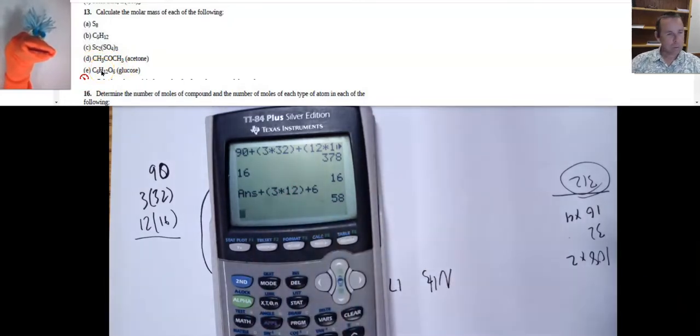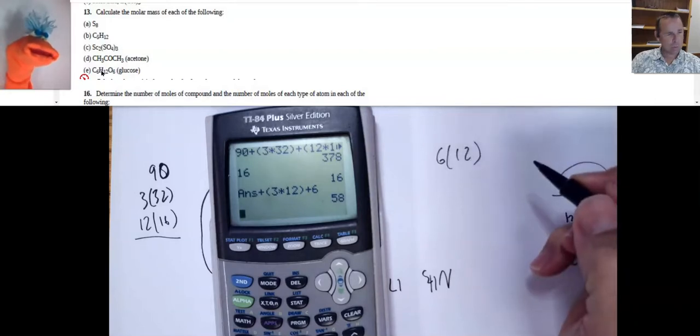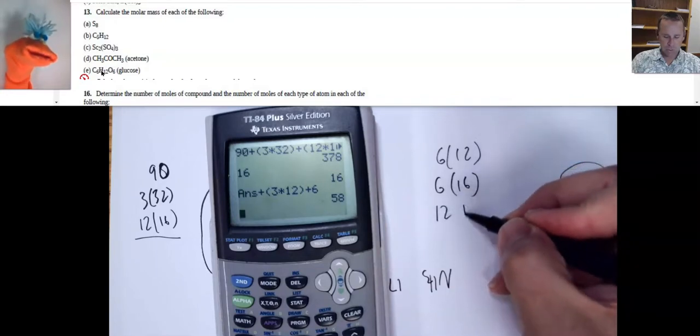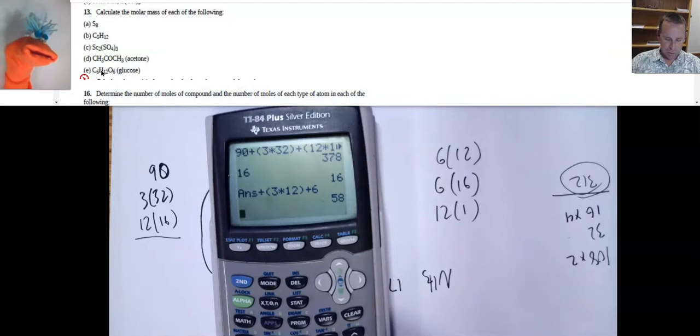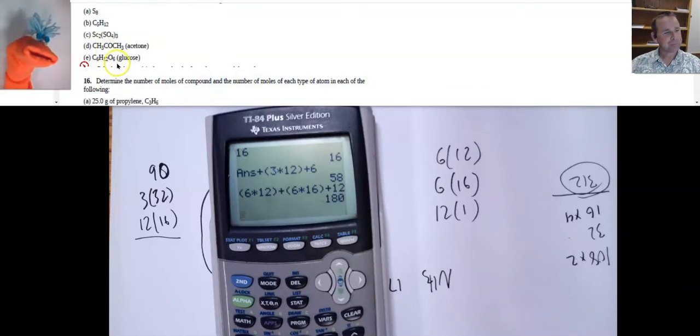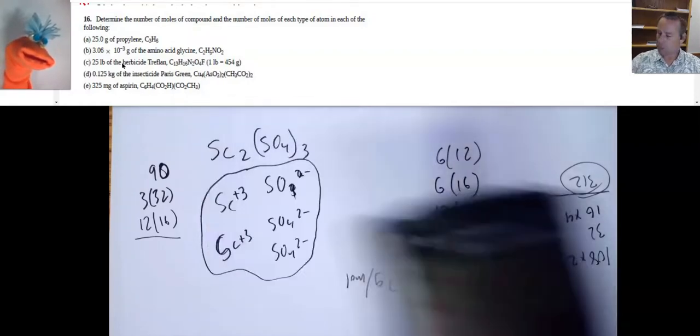Glucose. What is it? 6 carbons, 6 times 12. 6 oxygens, 6 times 16, and 12 hydrogens, 12 times 1. So 6 times 12 plus 6 times 16 plus our 12. Okay, 180 grams per mole. Good. So that's how many grams you need if you want to get a mole of glucose. If we're going to perform a chemical reaction with glucose and we want to weigh out a mole of it, we need 180 grams of the glucose.